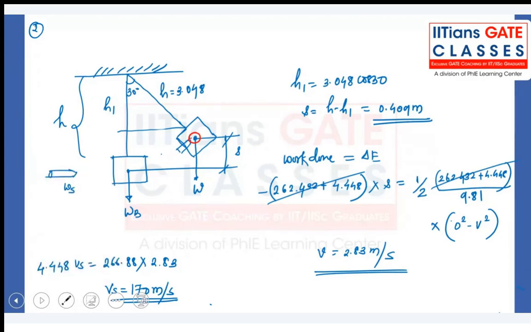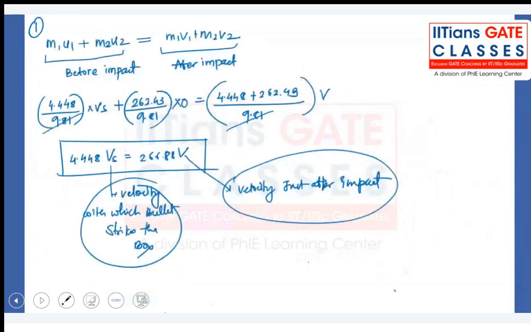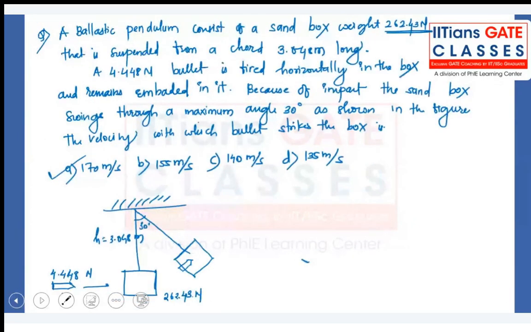Okay, let's start this problem. I'll explain once again. Listen carefully. They have given a pendulum like this, and to this pendulum, which is of weight 262.43 and string length 3.048, we are firing a bullet horizontally. So what will happen is they'll collide. Initially, this box is stationary, but after the collision, the box will move upward with an angle of 30 degrees, and this bullet remains embedded inside the box.